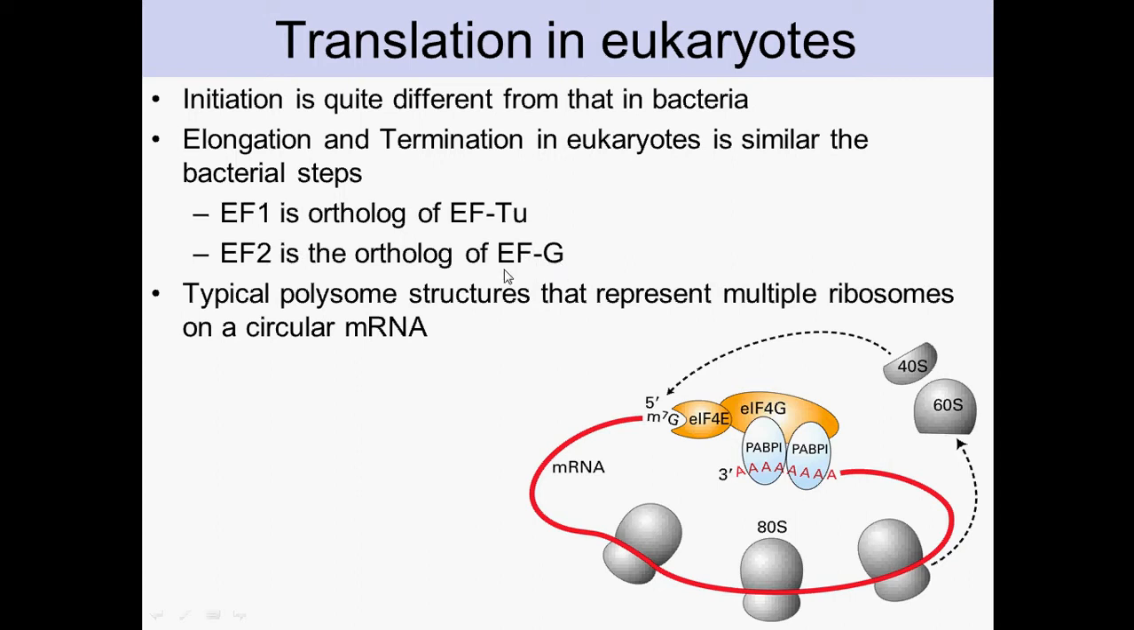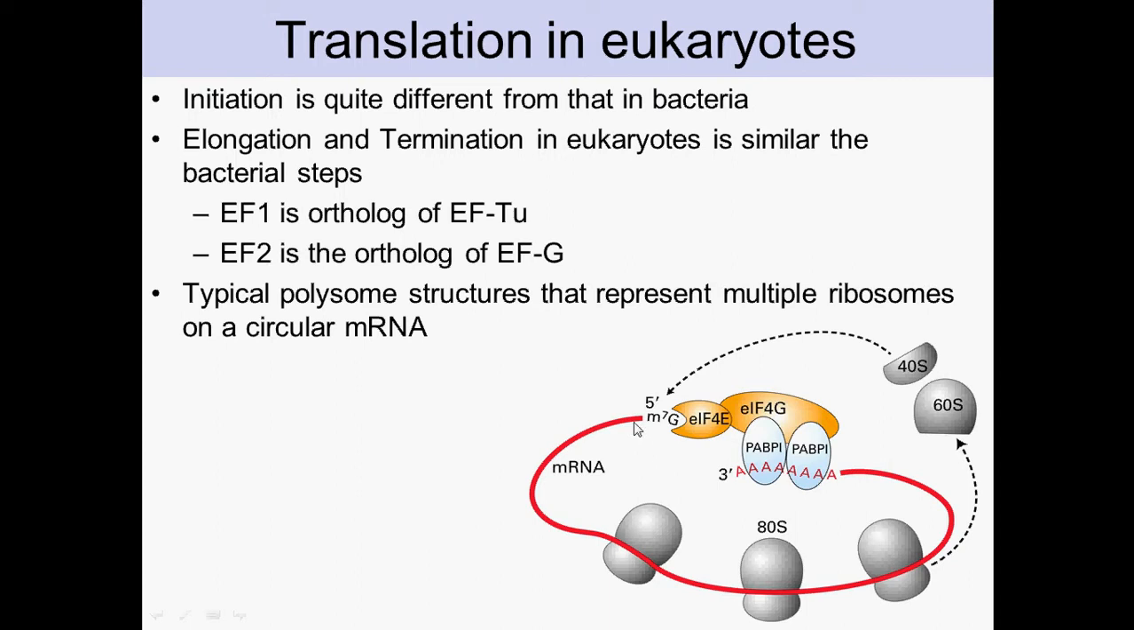EF-G does the translocation, so the tRNA that was on the A site goes to the P site, and the one on the P site goes to the E site because of the translocation. So EF-G is moving the ribosome. So EF2 and EF-G are orthologs, and EF1 and EF-Tu are orthologs. The initiation is different, the elongation and termination are similar.